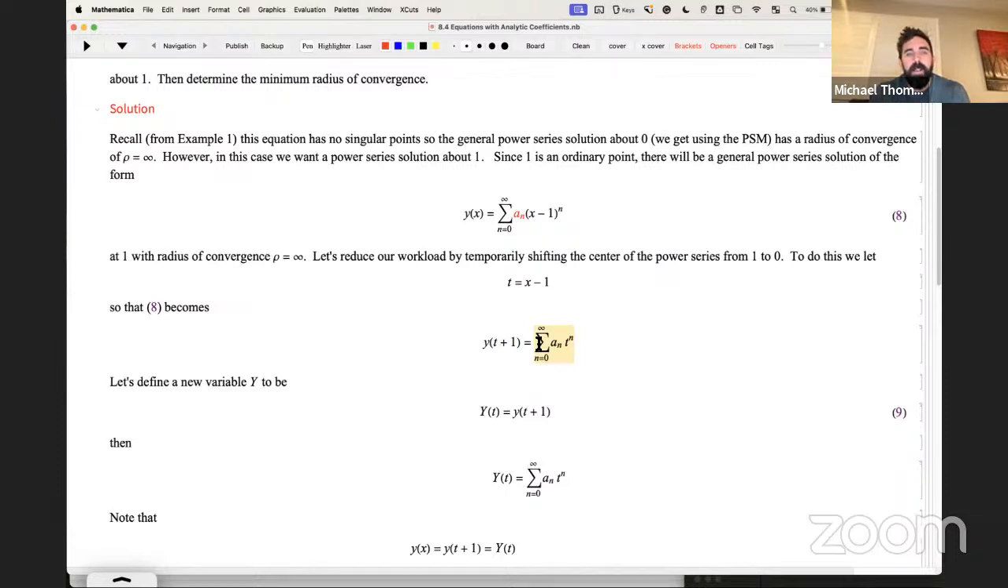Now we're going to define a new variable. We'll call it capital Y, just to get rid of this. And we'll define capital Y of t to be lowercase y of t plus 1.